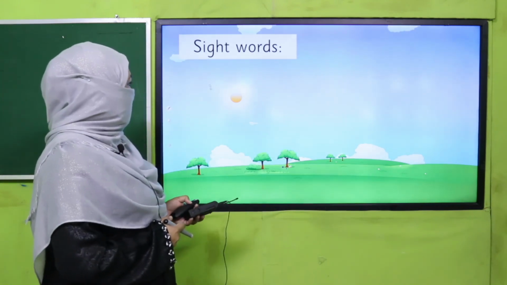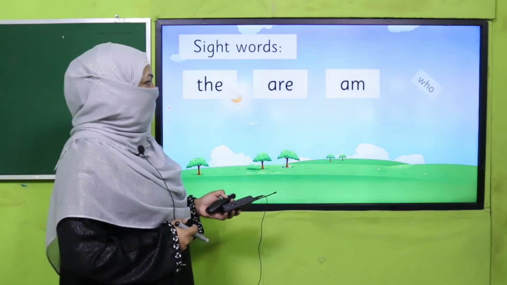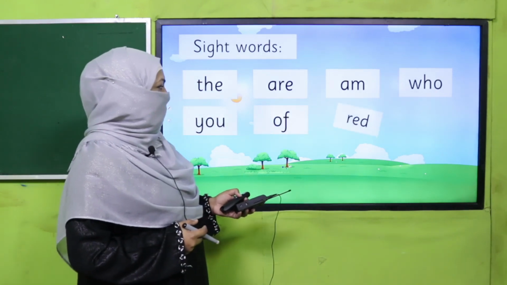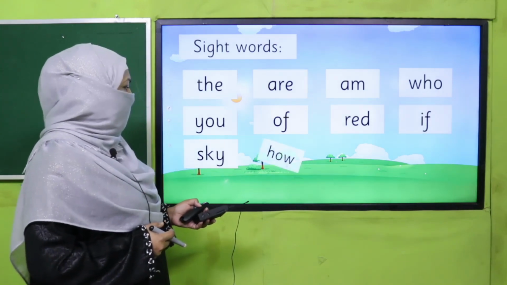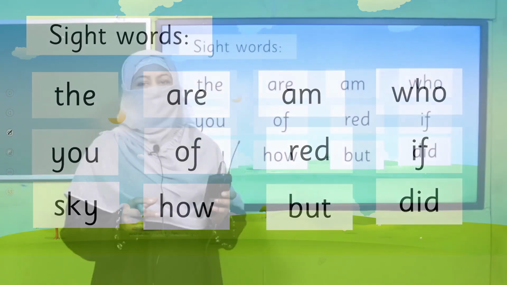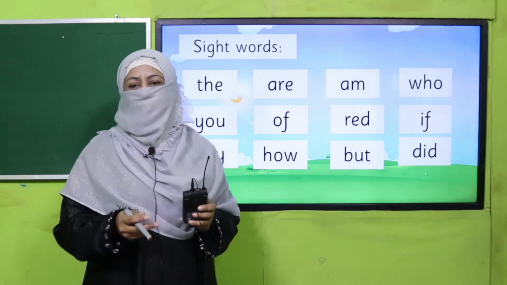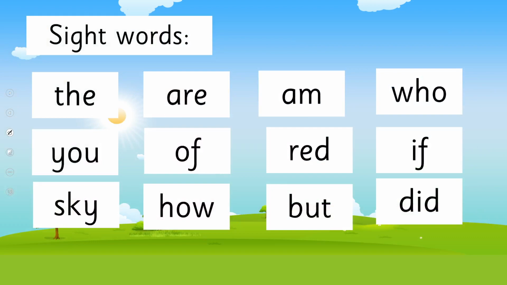For example, it's here. The, are, am, who, you, of, red, if, sky, how, but, did. Okay, so this is a list of sight words. Make flashcards, then shuffle the list and make the children say it again and again. So pause the video, enjoy this activity, and then come back.